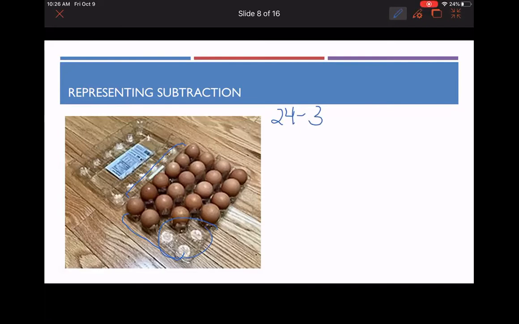We could literally have taken them out of this egg carton. We could have counted everything that's there. We could have counted all of the spaces, or maybe we knew that this was 24 and then we wanted to just count back. 24, count backwards to 23, count backwards to 22, count backwards to 21. Count backwards 3 times.